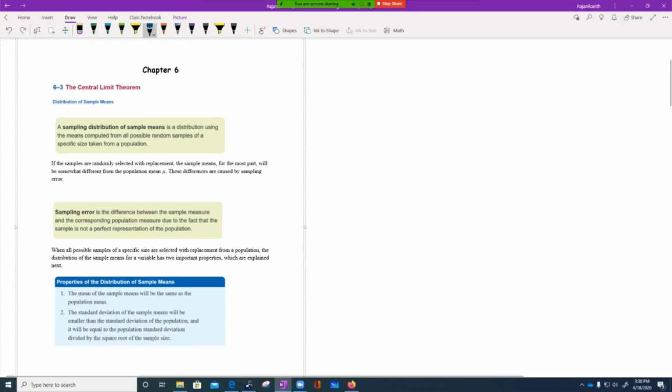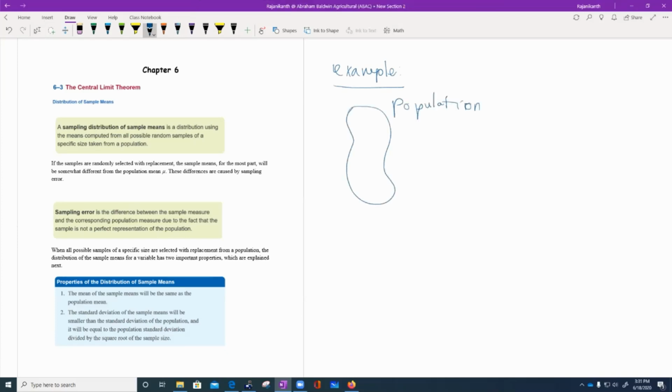Look at this example. Suppose you are given a population, say you have 100 data values. Now, I'm telling you, could you choose say 50 as a sample size for your sample and find the mean of your sample.